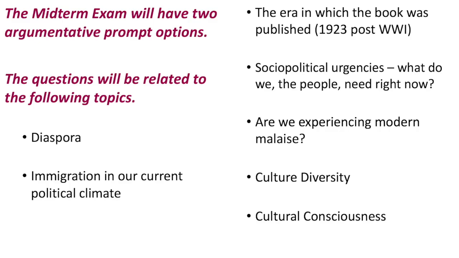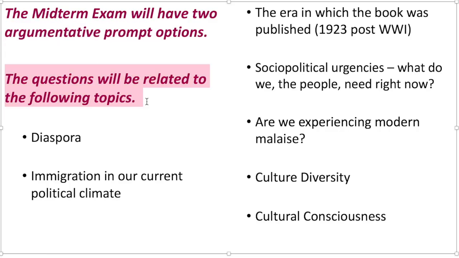Let's talk about the midterm. The questions will be related to the following topics in some way: diaspora, immigration in our current political climate, the era in which the book was published, aka 1923, post-World War I, socio-political urgencies, as in what do we, the people, need right now? Are we experiencing modern malaise? Cultural diversity and cultural consciousness.